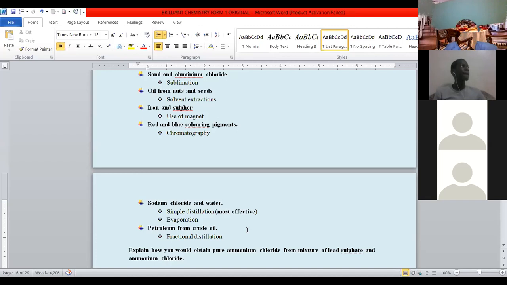Like here, we know ammonium chloride is a substance that undergoes sublimation. Lead sulfate is a solid. And what do you know about lead sulfate? Is it soluble or insoluble? Yes. Is sulfate soluble or insoluble?